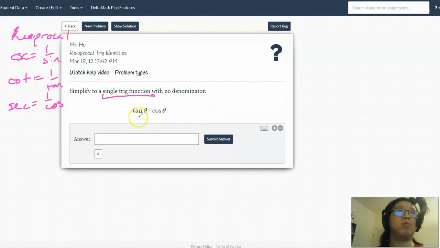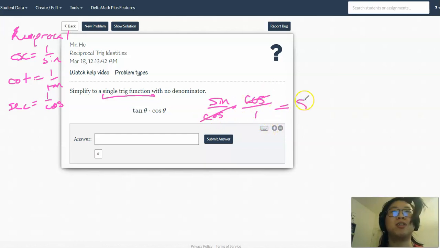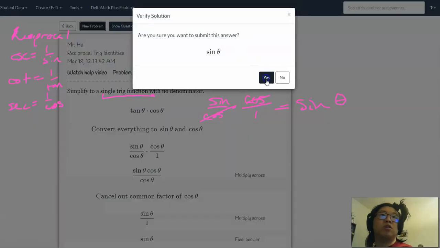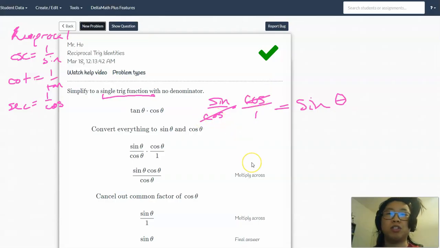So when you think about multiplying tangent and cosine, what might be helpful is to just change this to sine over cosine using the same old tangent identity there. And when you multiply by cosine, stick a 1 under it. Now when you multiply these across, cosine and cosine will cancel, and you'll just get sine of theta, it looks like. So let's go ahead and put that in real quick. Sine theta. Submit, and ta-da.